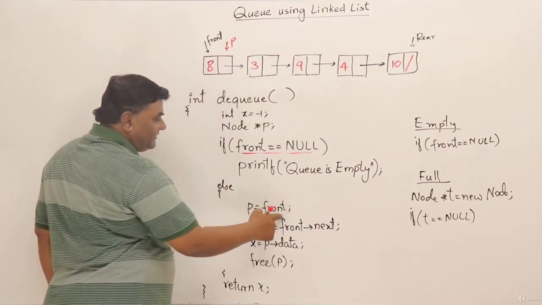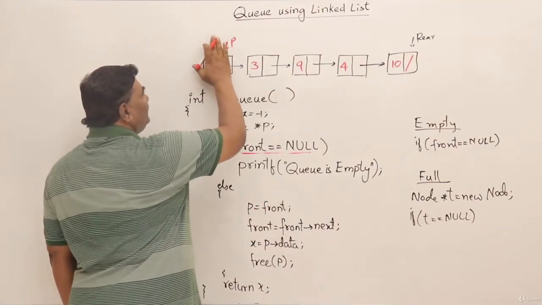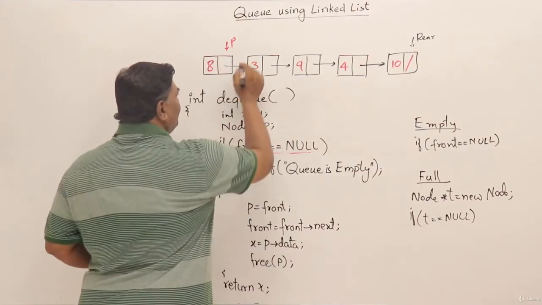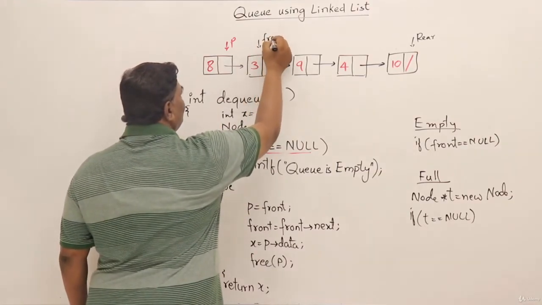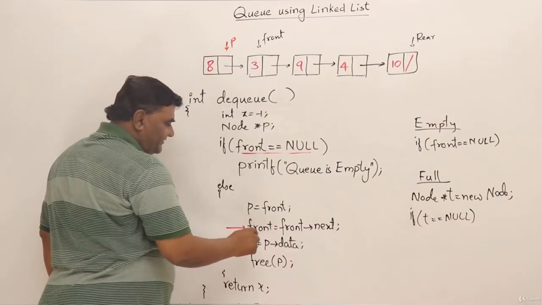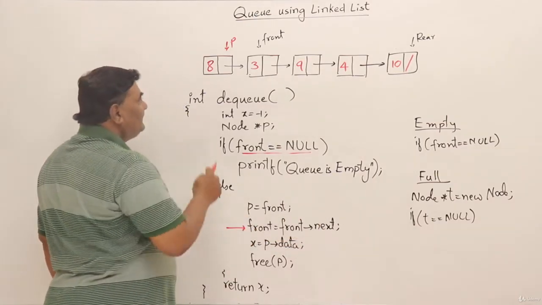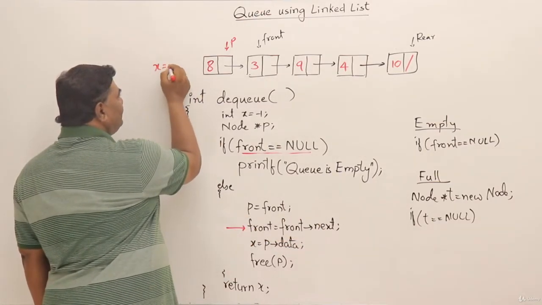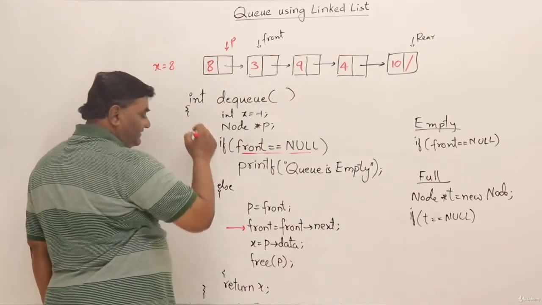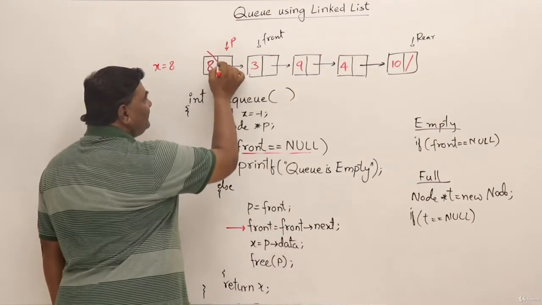So p is pointing on front node. Then we should move front and make it point on the next node. So front should move on to the next node. This is the step: front assign front's next. Then take out the data in variable x. This data is taken out in x. Then free p, so this node is deleted.